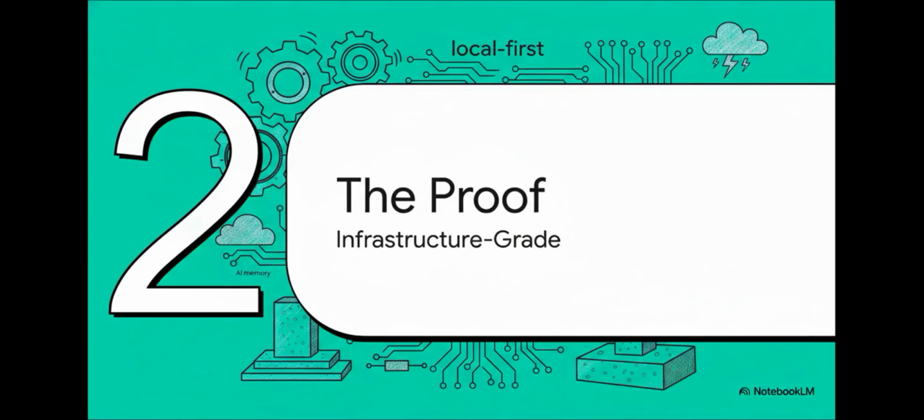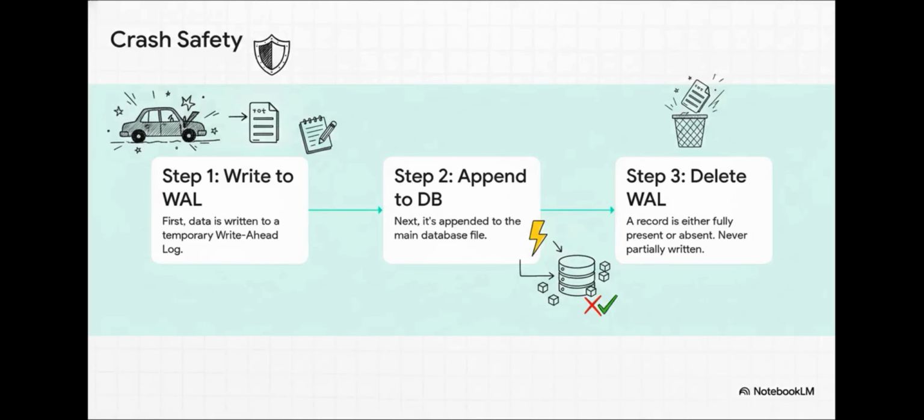So this all sounds great, but the crucial question is, how does it actually achieve this reliability? Let's dive into the technical details that make Mumpix truly infrastructure grade. It all starts with crash safety. Mumpix uses a classic battle-tested protocol called a write-ahead log, or WAL. Here's how it works. First, any new data is written to a temporary log file. Only after that's done is it appended to the main database file. And finally, the log file gets deleted.